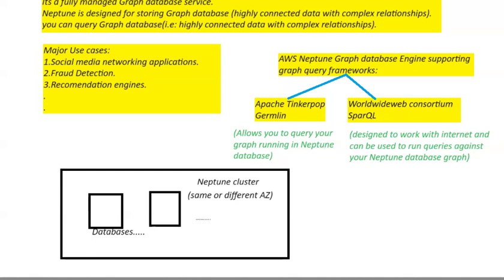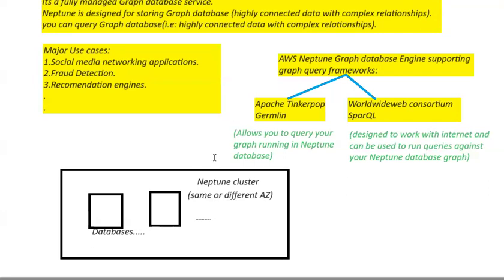Whenever you create a Neptune, what will it create? This Neptune will create a Neptune cluster for you. If you specify a single availability zone, then under the same availability zone, all your databases will be created. If you specify multi availability zone, then in that case, your cluster will be created under multiple availability zones.